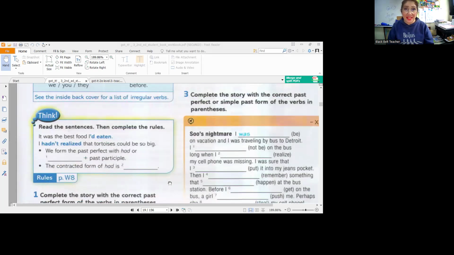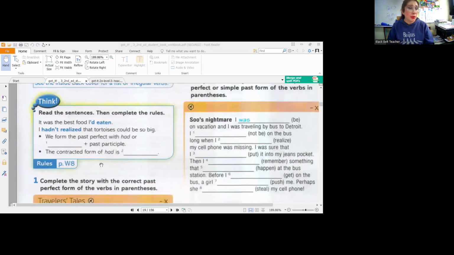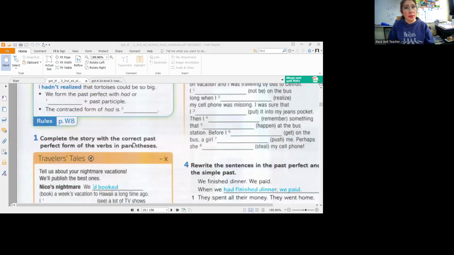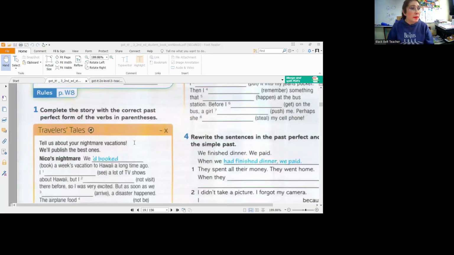So the first practice is the think box. We have two examples. It was the best food I'd eaten from Alex's review text. I hadn't realized that tortoises could be so big. So you have to fill in the blank here in order to come up with the main rules for past perfect. The contracted form of had is blah, blah, blah. Okay, I'm going to correct it next Monday.